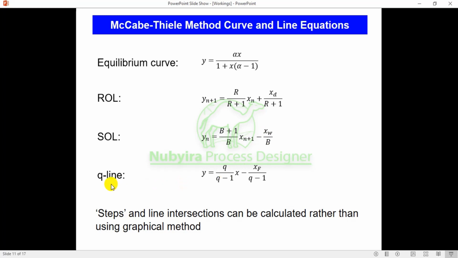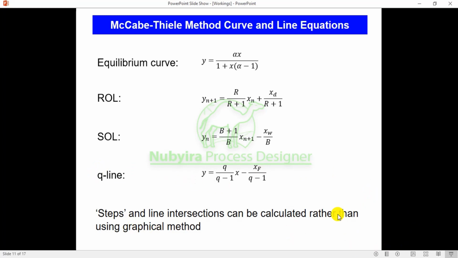The Q line depends on the kind of feed that you are putting in, because the quality of your feed also affects the column. It depends on the X and Y. I'll be showing the effects as we are plotting, and it relates X and Y on the plot, and we have the mole fraction of the light component in the feed.